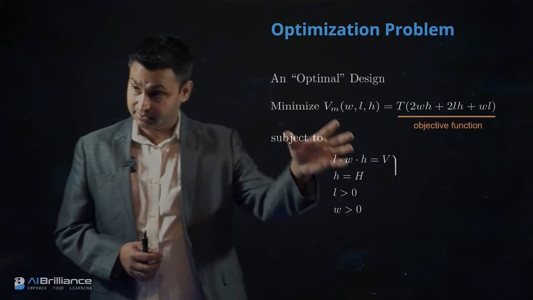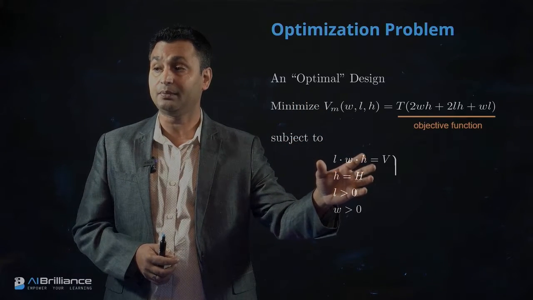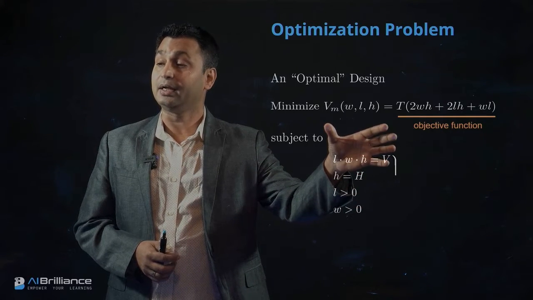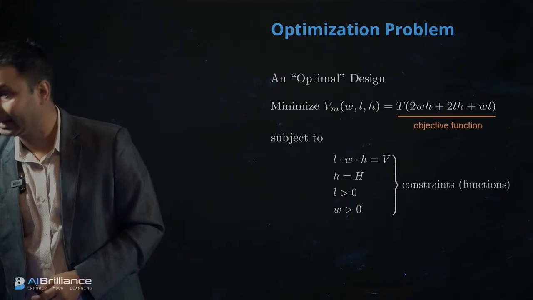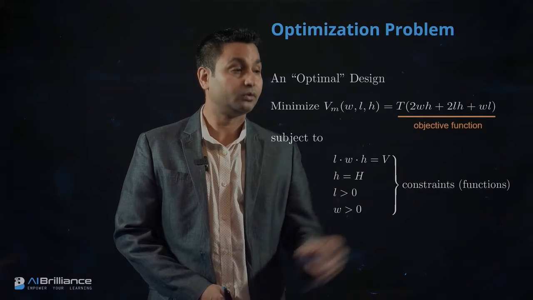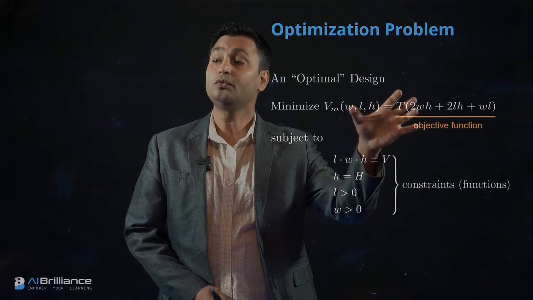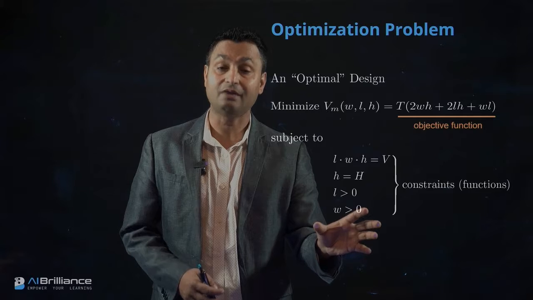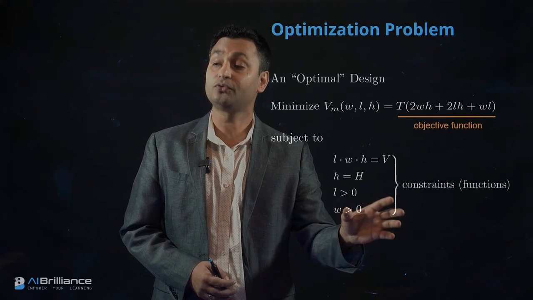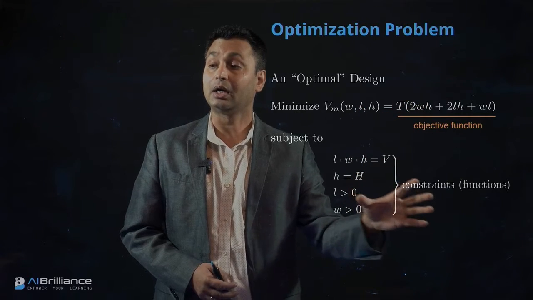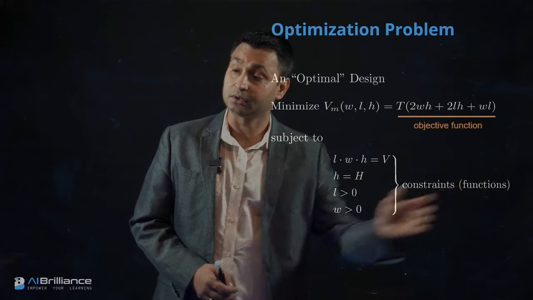So all of these criteria, which describe what this design needs to satisfy, are termed as constraints or constraint functions in optimization. Okay, so the goal function is this, but this goal function has to respect the other information that we have with respect to this problem, and those functions which need to be respected by the goal function or objective function are known as constraint functions in optimization.